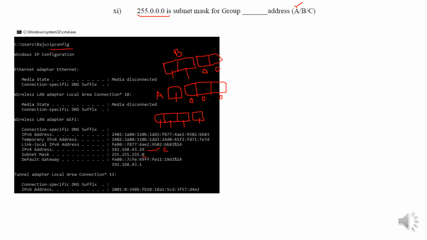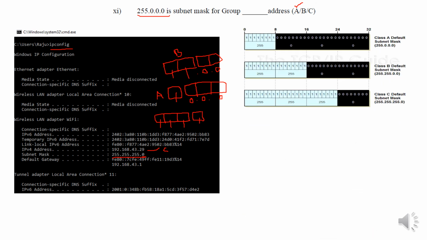and for class B it will be 255.255.0.0. For class C it will be 255.255.255.0. So here I have shown the details. For a class A address, the default mask will be all 1s only for the net ID, this portion is net ID, and in case of class B, 2 octets are net ID. In case of class C, 3 octets are net ID.